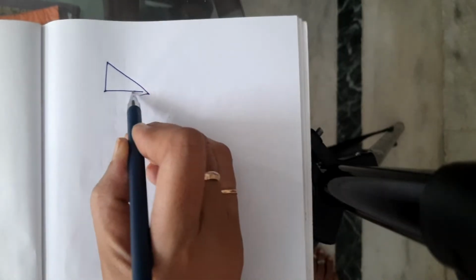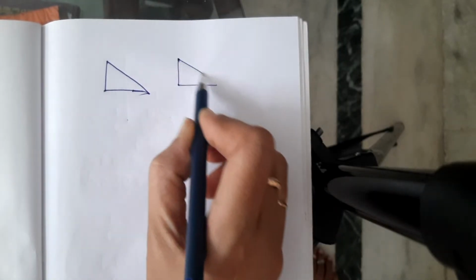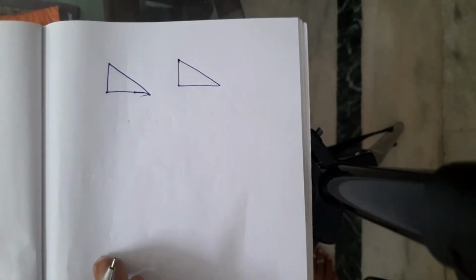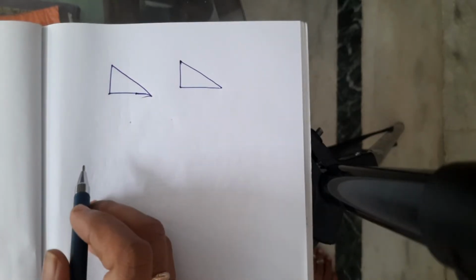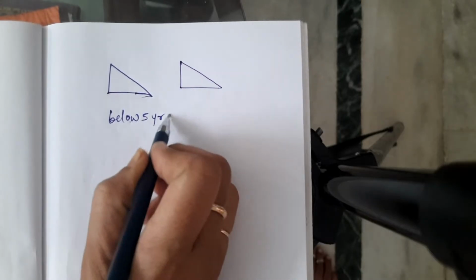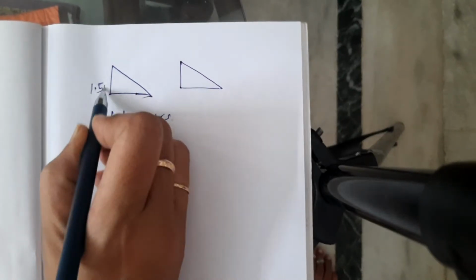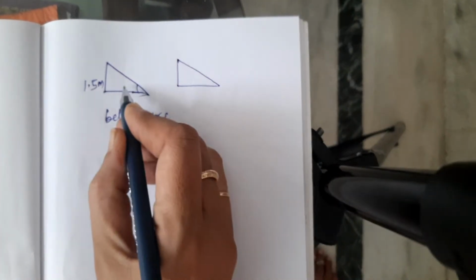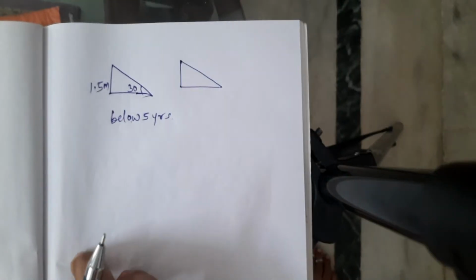So here 2 kinds of slides are being constructed. As I told you earlier, this complete chapter is based on right angle triangles only. So we are going to draw 2 triangles here. For below 5 years, the slide is at a height of 1.5 meter and is inclined at 30. Here the angle of inclination is given as 30.